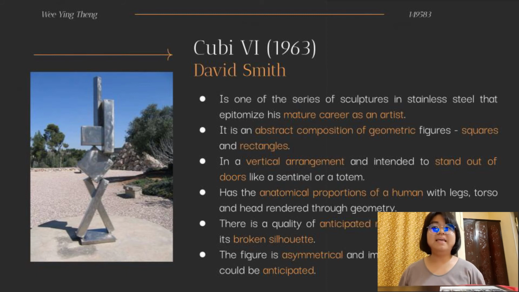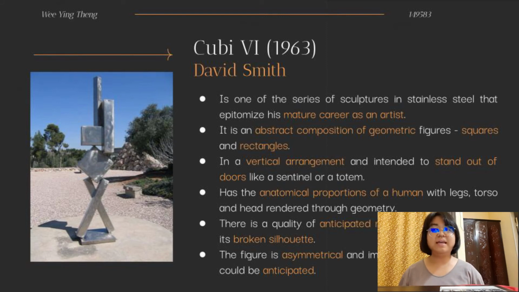Cubist forged by David Smith is one of the series of sculptures in stainless steel that epitomize his mature career as an artist. It is an abstract composition of geometric figures, squares and rectangles in a vertical arrangement, intended to stand out of doors like a sentinel or a totem.